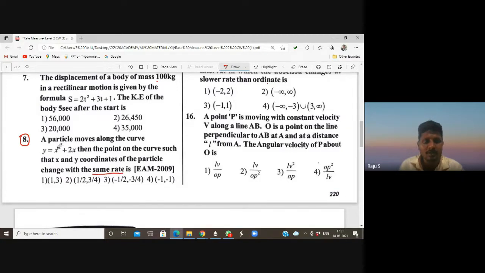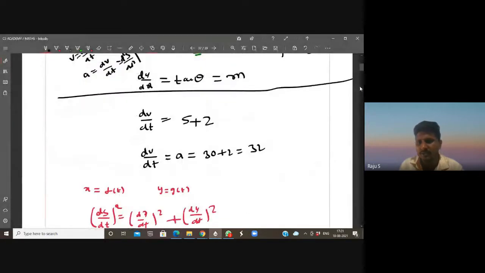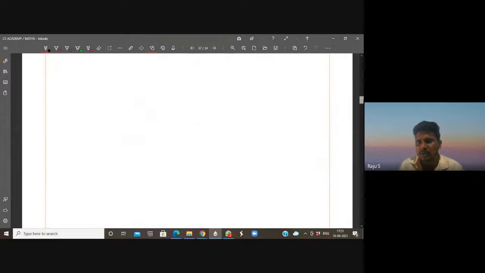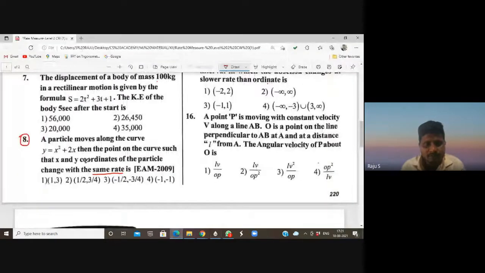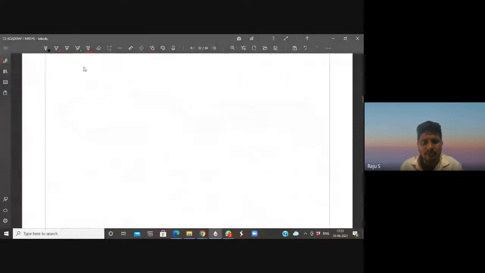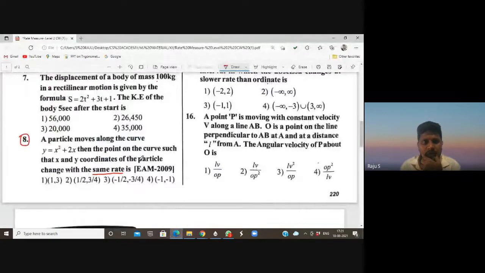Same rate means here x is changing. It is easy to evaluate the coordinate. What is the given data? They gave a curve y is equal to x square plus 2x. Fine, y is equal to x square plus 2x. And here, just a moment.